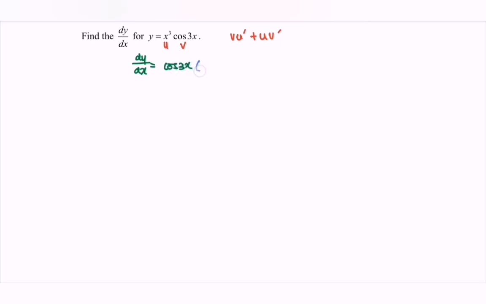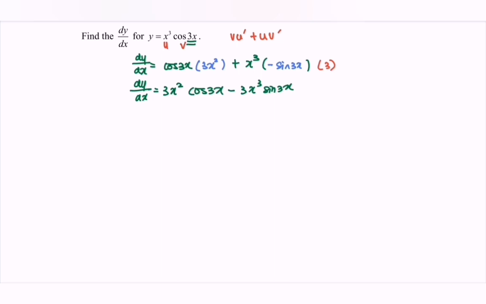Differentiate the u, so we will have 3x squared, plus we have the x cubed. Differentiate the v, so we will have negative sine 3x. Differentiate the internal function, then we will have 3. So rewrite the situation, dy/dx, where we have 3x squared cos 3x minus 3x cubed sine 3x. So that is the dy/dx for this case.